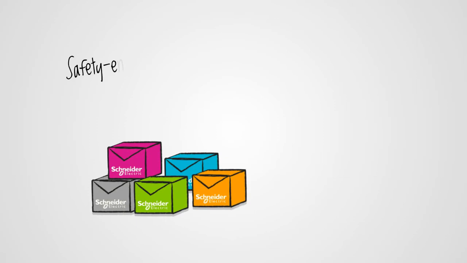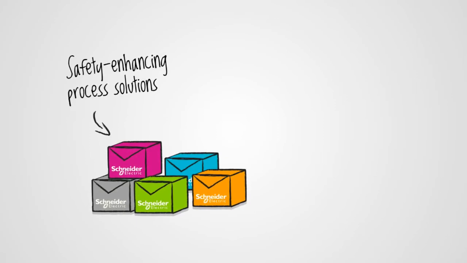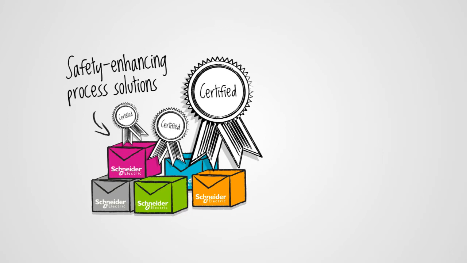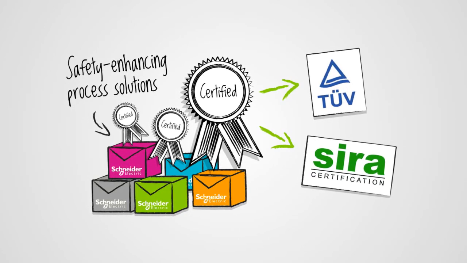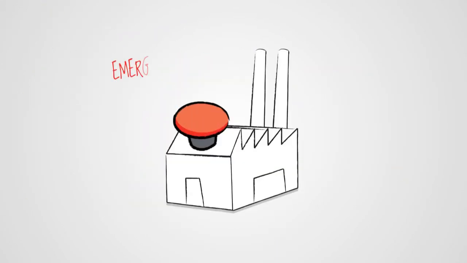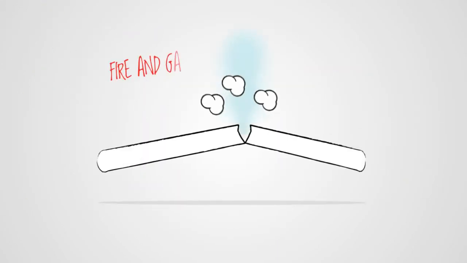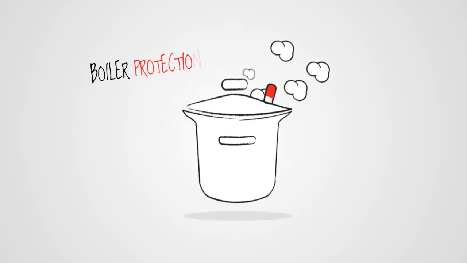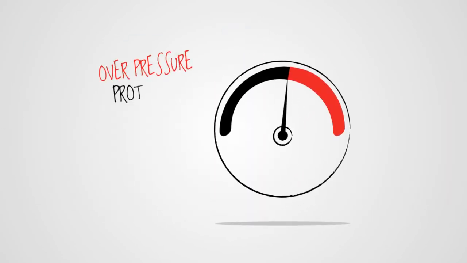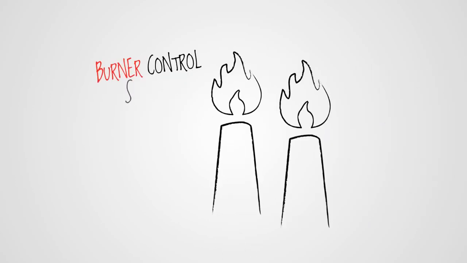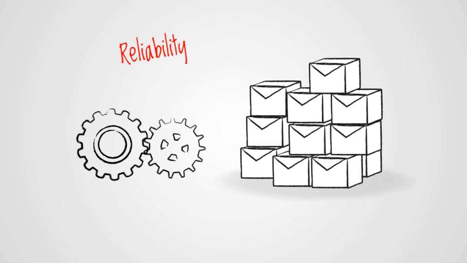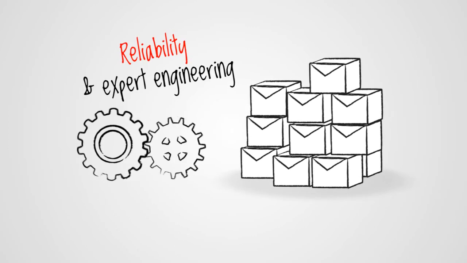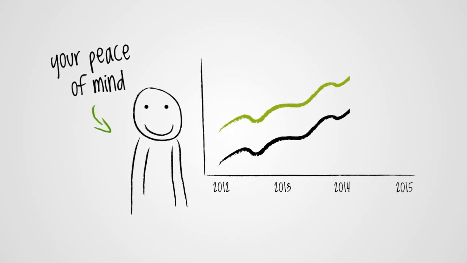All these safety-enhancing process solutions from Schneider Electric have independent certifications from organizations such as TÜV and CERA. They are suitable for high-risk applications such as emergency shutdown, fire and gas detection, boiler protection systems, overpressure protection systems, and burner control systems. Our products and services bring reliability and expert engineering into your critical areas to ensure your peace of mind and a safer today and tomorrow for your business.